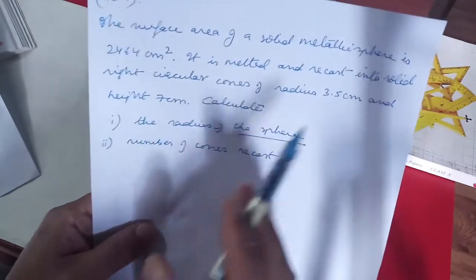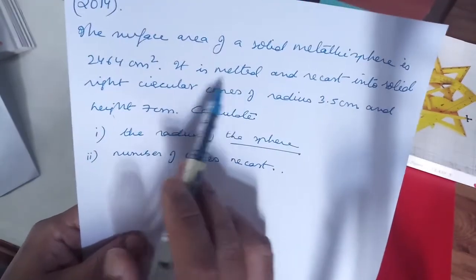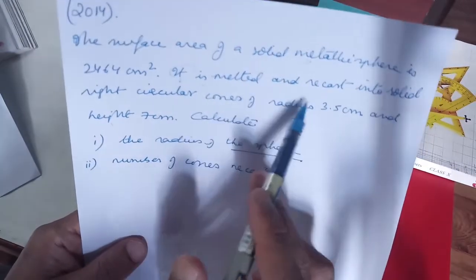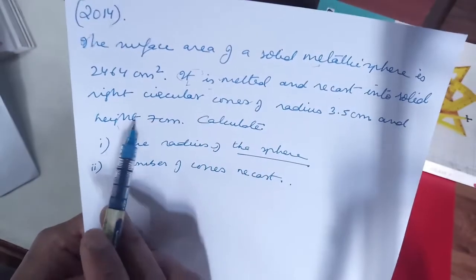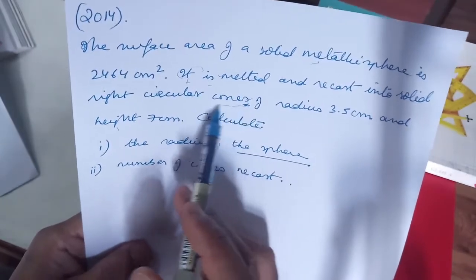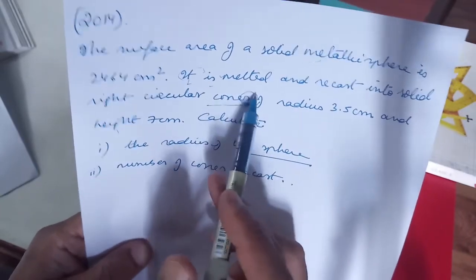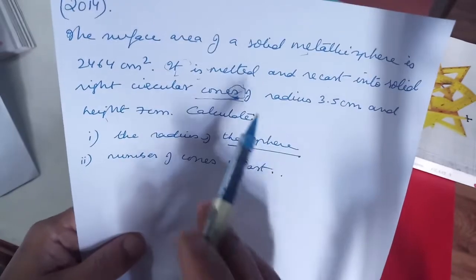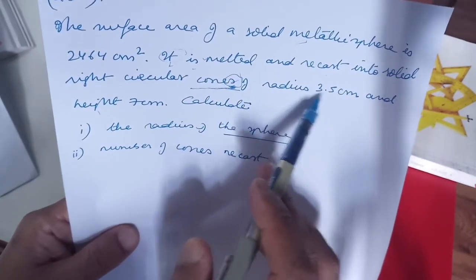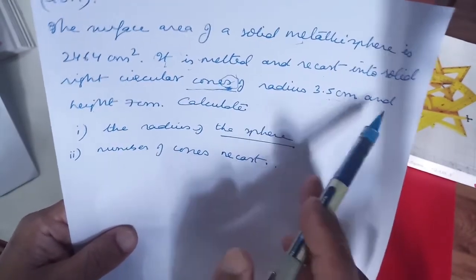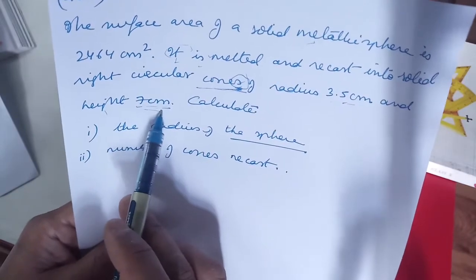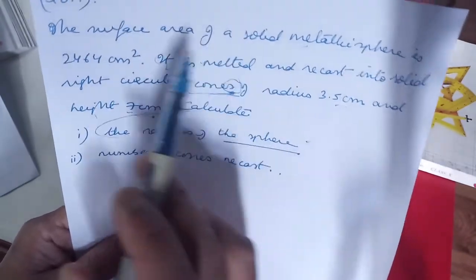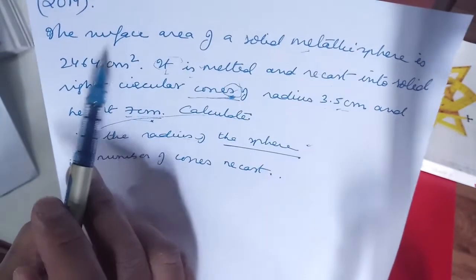See this sentence, it is melted. What is melted? The sphere is melted and recast into solid right circular cones. Here, cones is plural, which means you have made more than one cone, and the radius of each cone is 3.5 centimeter and the height of each cone is 7 centimeter. Calculate the radius of the sphere. The first one is quite easy because the surface area of the sphere is given to you.